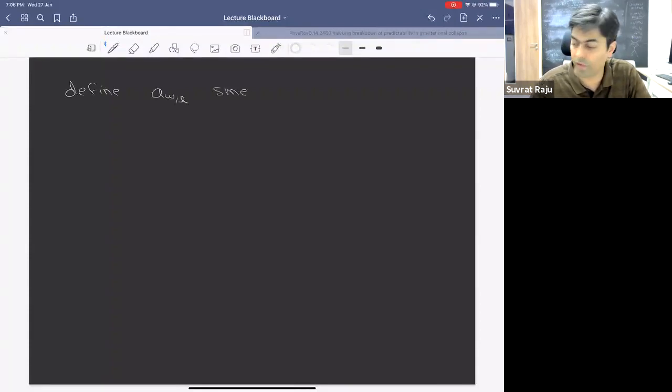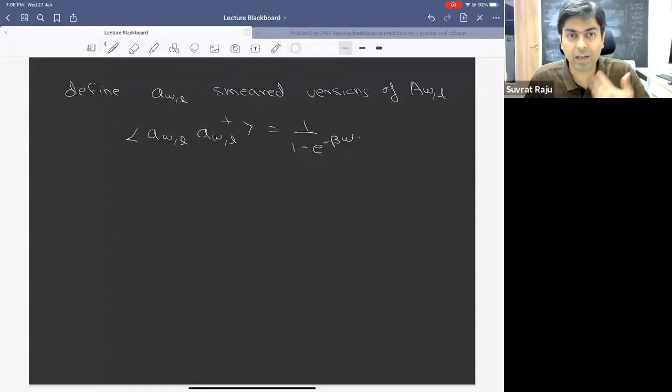which were smeared versions of this big A omega L. So these big A omega L are delta function normalized operators. And then we computed the occupancy of this small A omega L. And we found that the expectation of A omega L dagger A omega L was just 1 over e to the beta omega minus 1. The fact that it has this form tells you that there must also be a non-zero occupancy for capital A omega L dagger A omega L. You can think of these small A omega Ls as coarse-grained versions of the capital A omega Ls. But the fact that they have a non-zero occupancy tells you that there must also be a non-zero occupancy for the big A omega Ls.